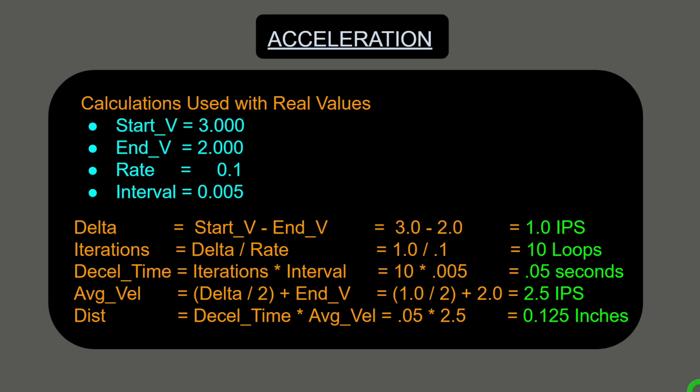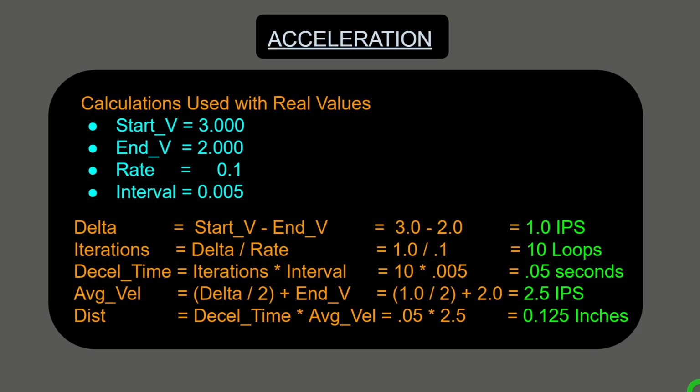Now let's look at an example with real numbers, and this will play into our little side video coming up very shortly. The calculations in this case will be used with real values. Our starting velocity is 3 inches per second, end velocity is 2 inches per second, so we're only slowing down a little bit, or 1/3. Our rate of change for this example is 0.1. And the interval, our clock cycle time, is 0.005 seconds, or 5 milliseconds. So let's look at how the math works out here.